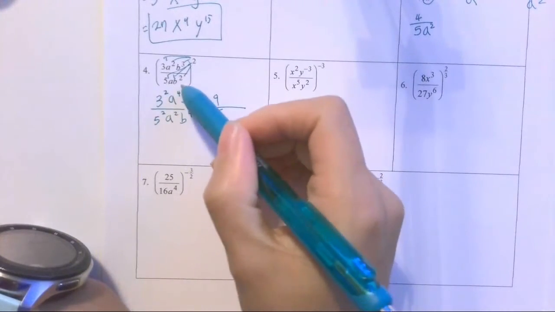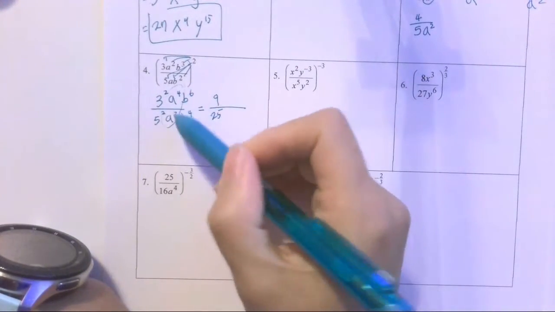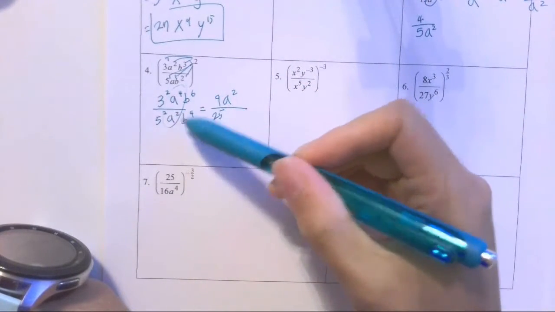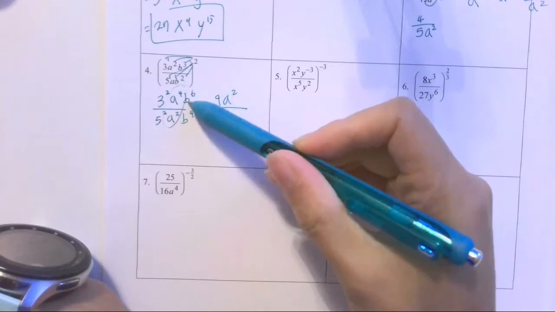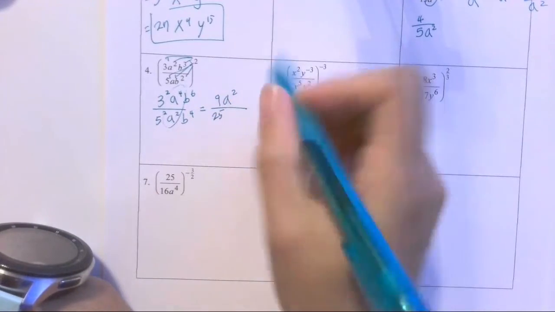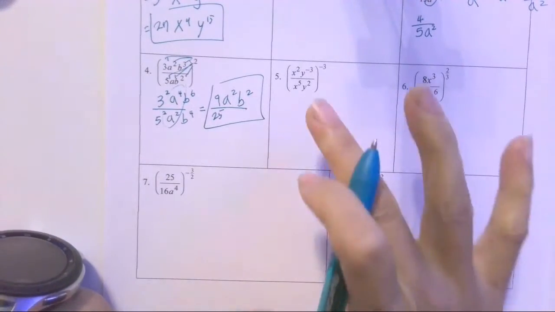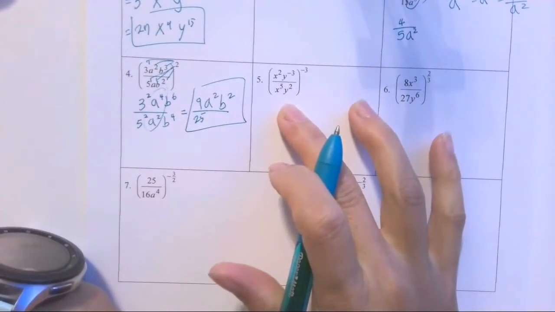What about a's? A to the 4th divided by a squared, 4 minus 2 is 2, so a squared. I just subtract it. B to the 6th power, b to the 4th power, the top is bigger, so 6 minus 4 is 2, so b to the 2nd power. Super easy. Alright, now let's do number 5.